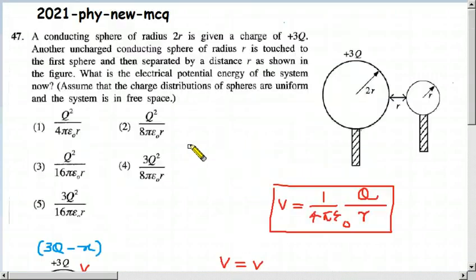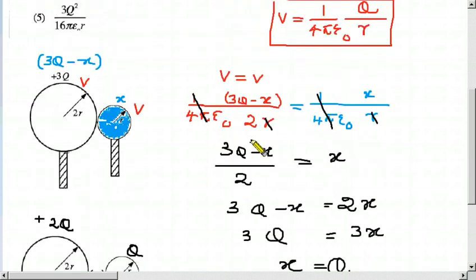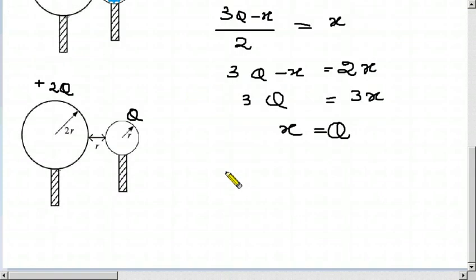What they want is not the charges, but the potential energy. What is the equation for potential energy? This one is the potential, not the potential energy.